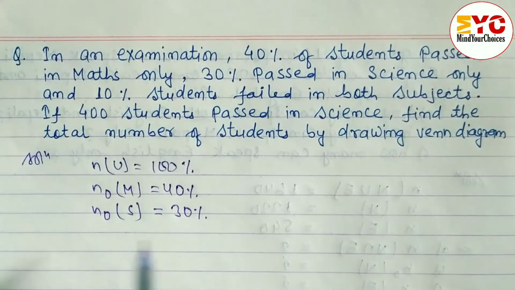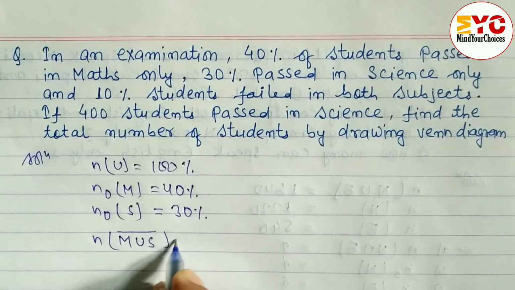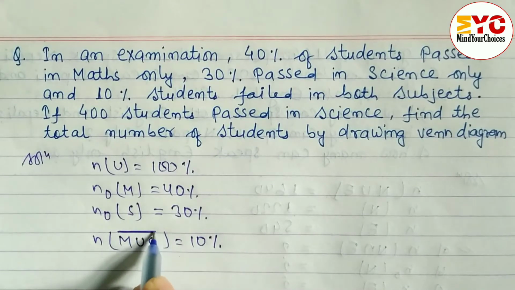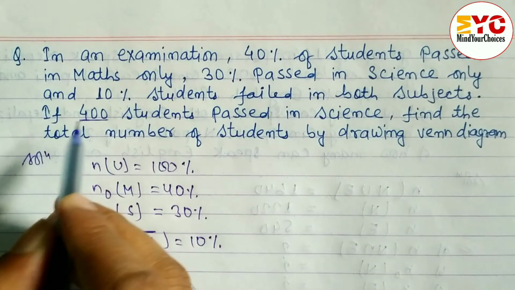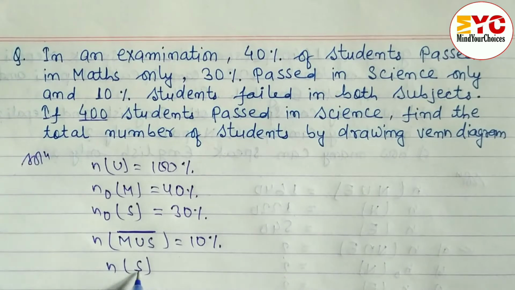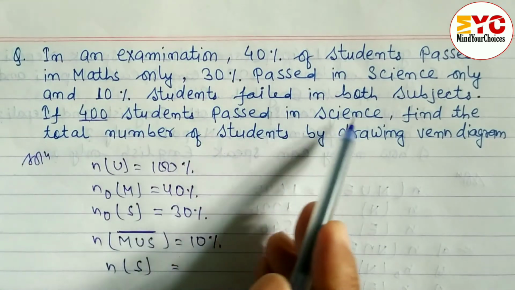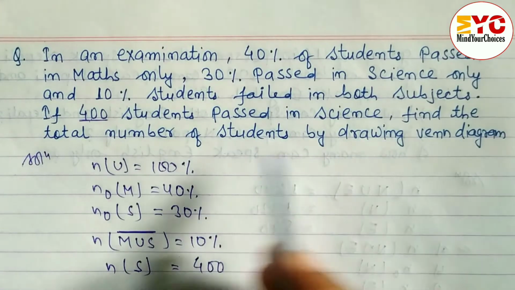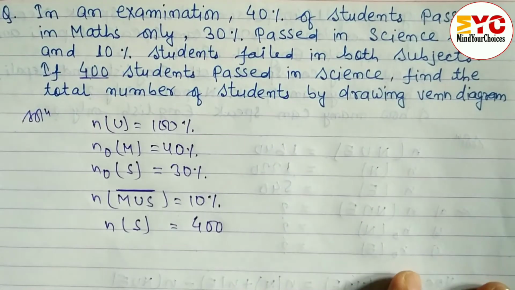Failed means union complement, so we write n(M union S complement) is equal to 10%. Failed in both means we always write outside of the sets, meaning complement. Again, one number is given here, 400. If 400 students passed in science, it means n(S). Only is not given here, so we write n(S) is equal to 400. And we have to find the total number of students by drawing a Venn diagram.